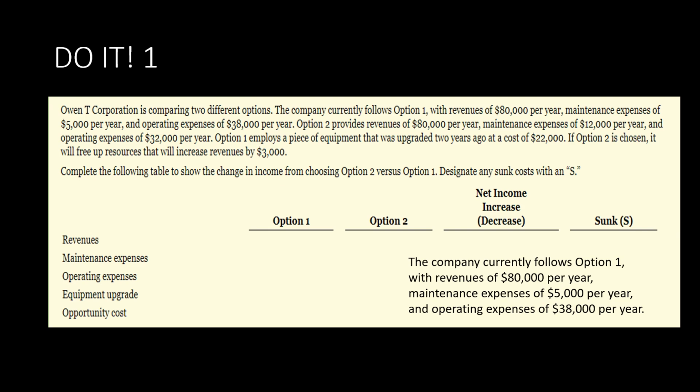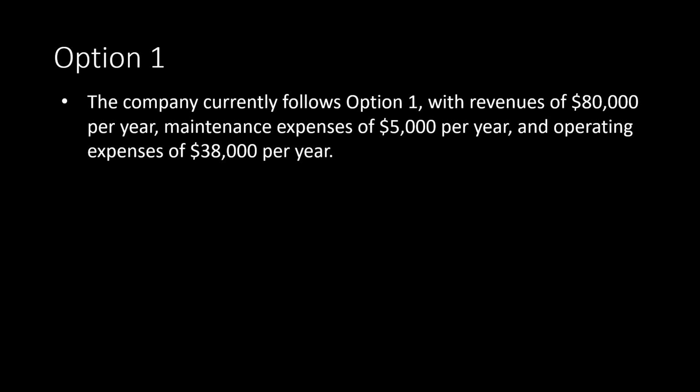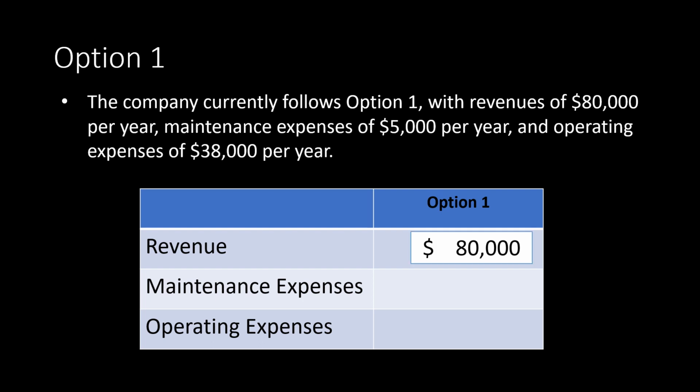In the Do It 1 question, Owen T Corporation's option 2 is being compared with option 1. In the further slides, it will be explained step by step. Option 1, the company currently follows option 1 with revenues of $80,000 per year, maintenance expenses of $5,000 per year and operating expenses of $38,000 per year.